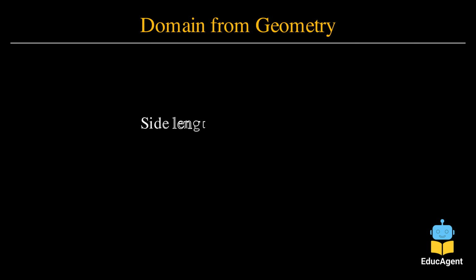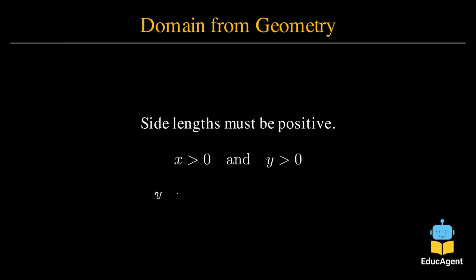Now we decide which x values make sense for a real rectangle. Both side lengths must be greater than 0. Since y is equal to 10 minus x, it stays positive only when x is less than 10.